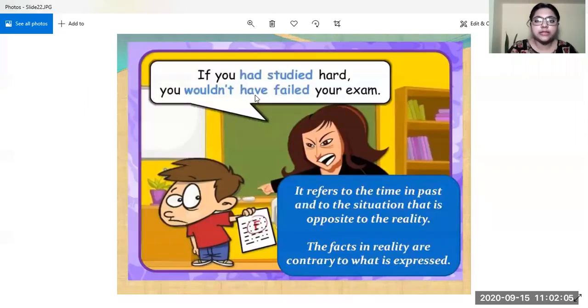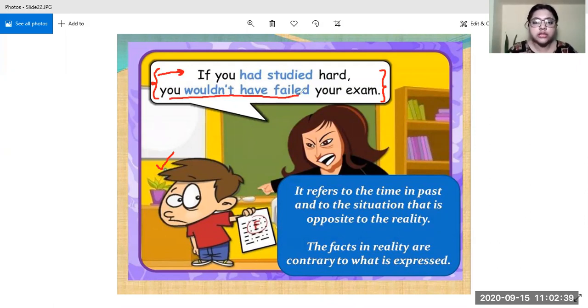Now let us look at the examples. If you had studied hard, you wouldn't have failed your exam. If you look at the sentence, what kind of situation is being portrayed over here? That this boy didn't study hard. So the condition says that if he had studied hard, but in reality he did not, you wouldn't have failed. This is the supposed outcome, but in reality what is the result? That he has failed.